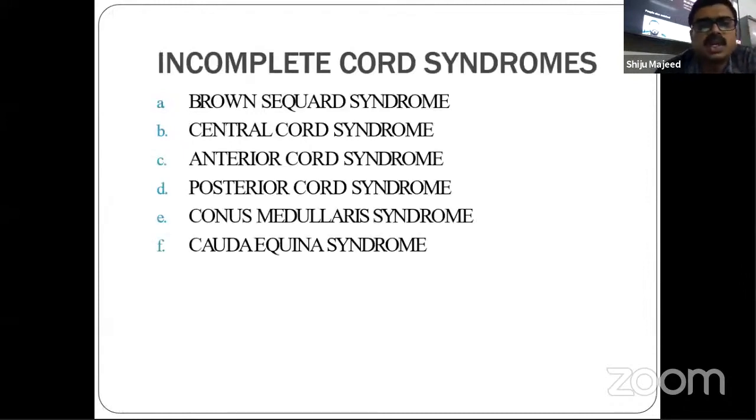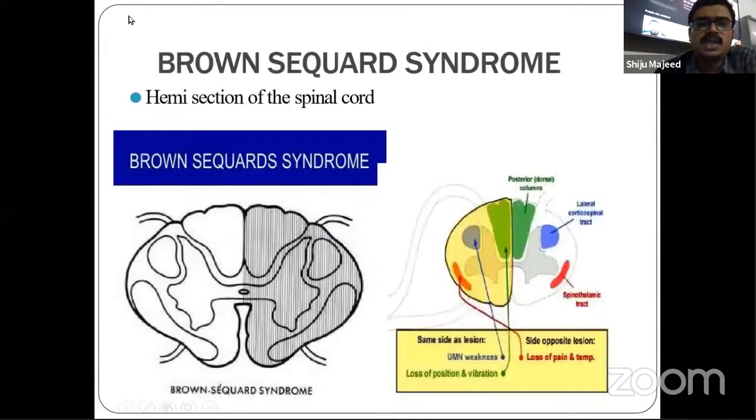The common incomplete spinal cord syndromes are the Brown-Sequard syndrome, central cord syndrome, anterior cord syndrome, posterior cord syndrome, conus medullaris, and the cauda equina syndrome. Of these, the most important for the undergraduate exam are the Brown-Sequard syndrome, central cord syndrome, and the cauda equina syndrome. Sometimes cauda equina syndrome is asked as a 3-mark question in the exam. Now let us come to the Brown-Sequard syndrome.